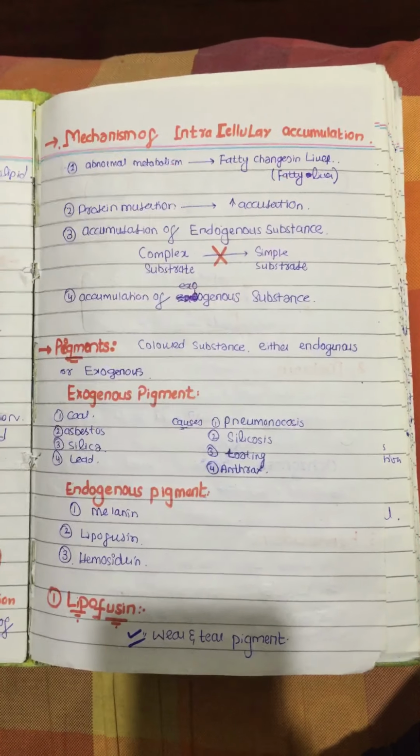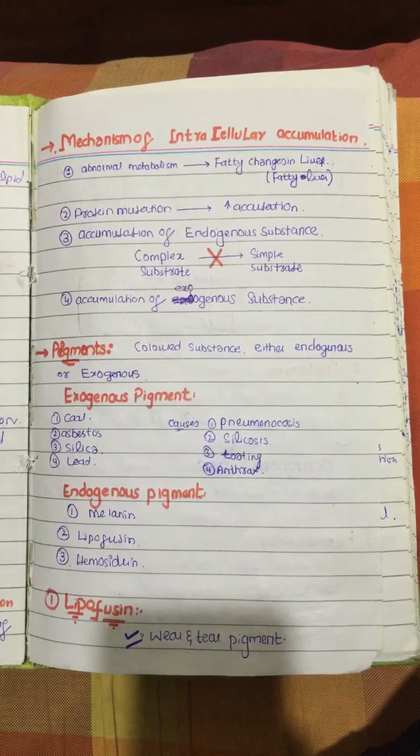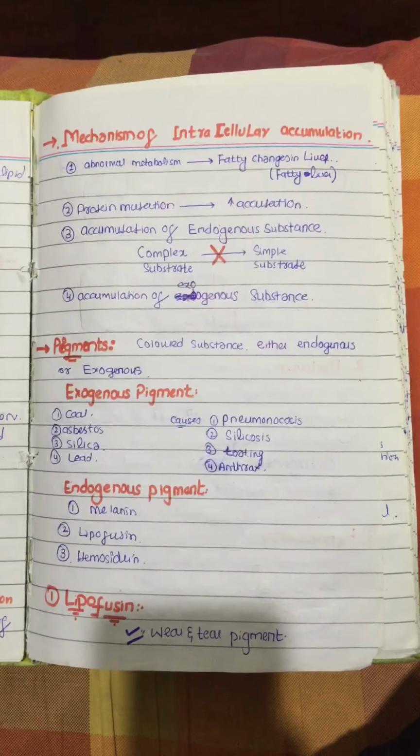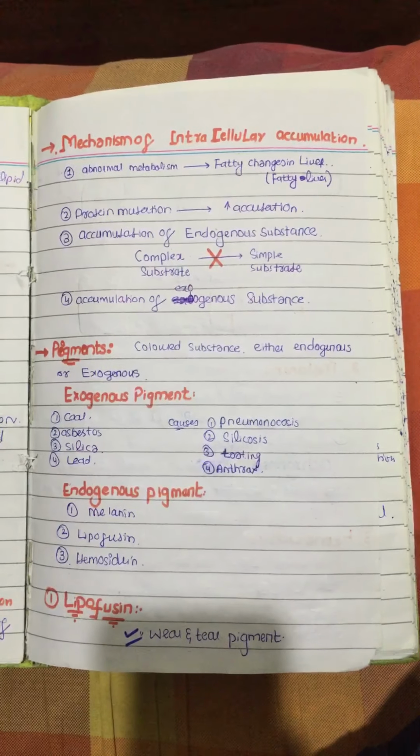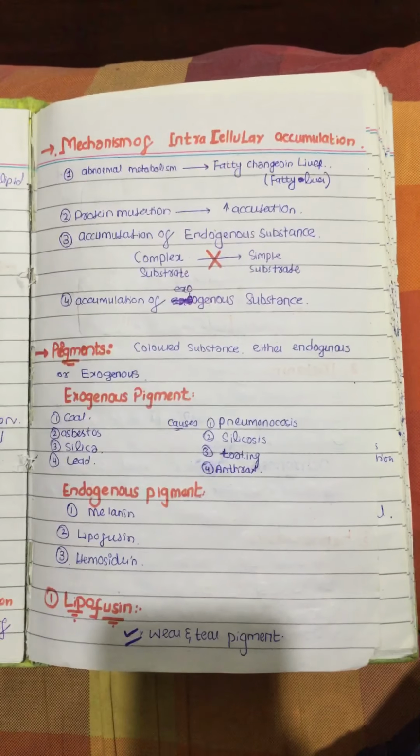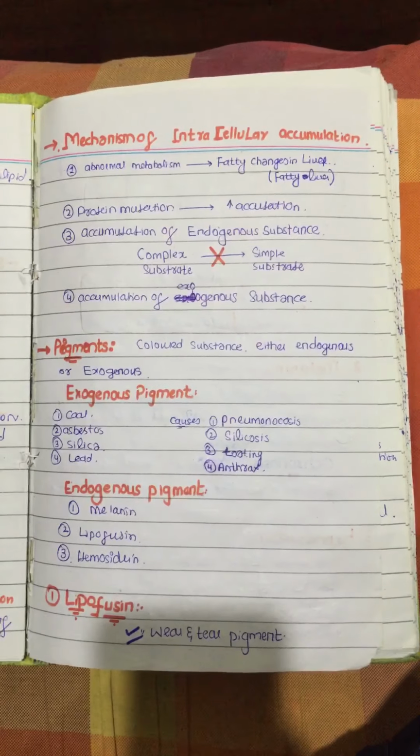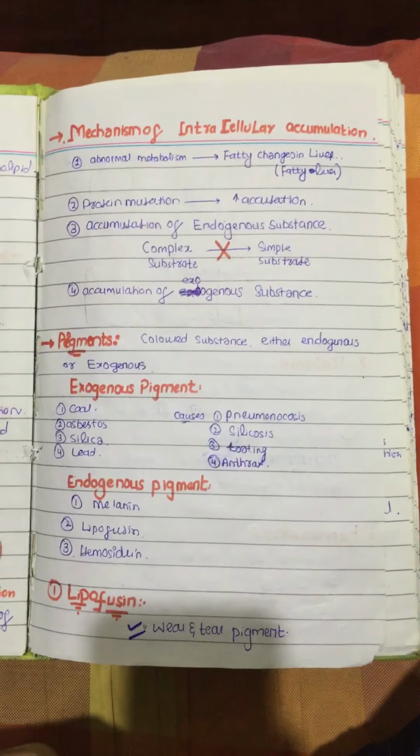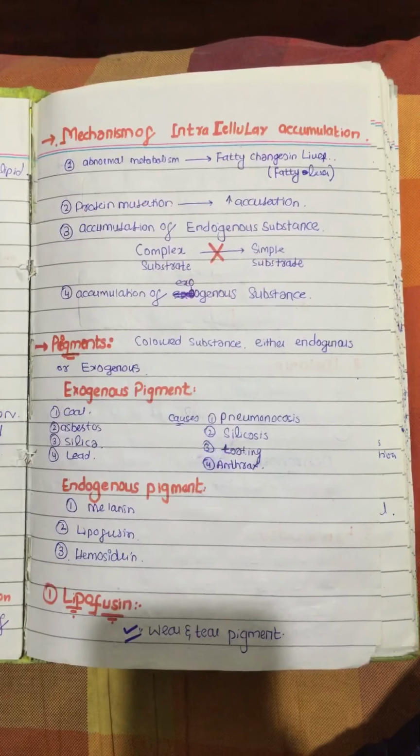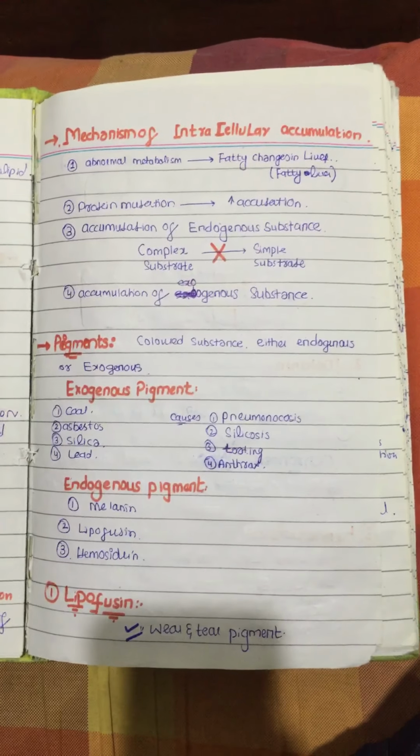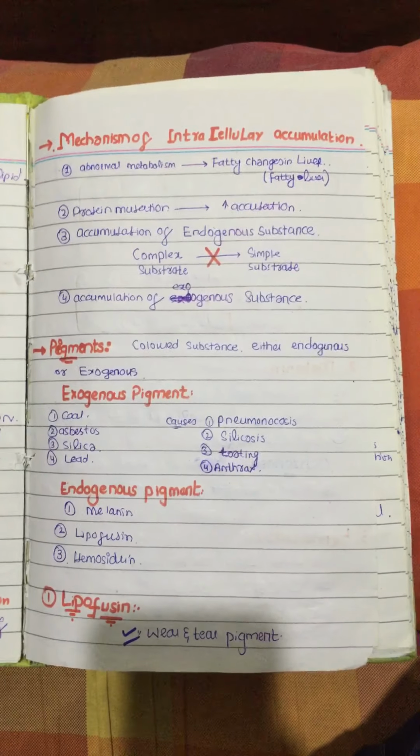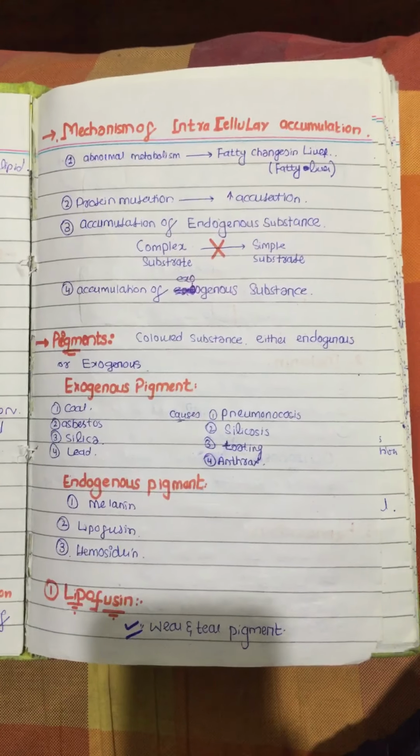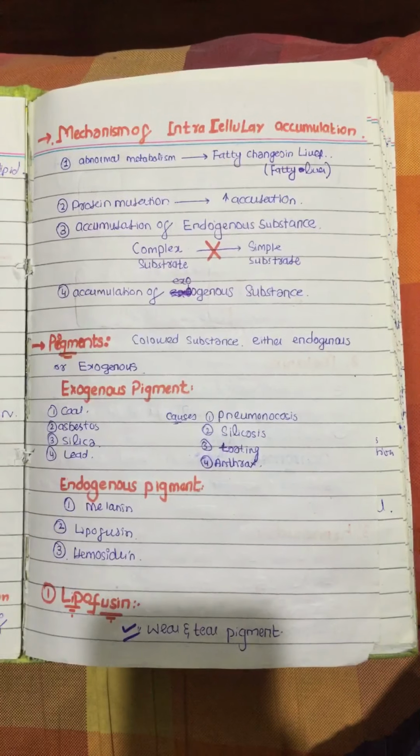Third, there's going to be an increased level of endogenous substances. There are certain substances in our body that have to be converted into a simpler form and excreted from the body, but if their level is increased in the body, there's going to be accumulation. And the fourth point is an increased level of exogenous substances. There are certain substances which we take from outside and they have to be excreted after our required function is done, but if their level is increased in the body, there is going to be accumulation.